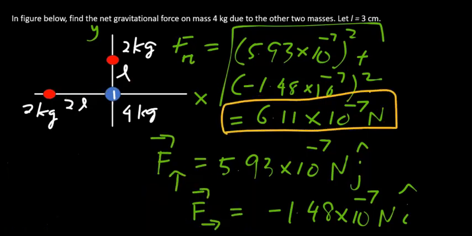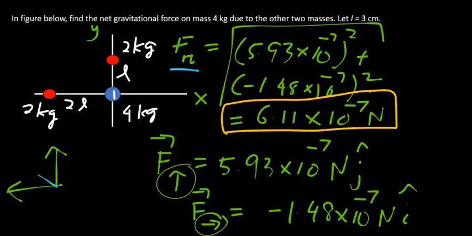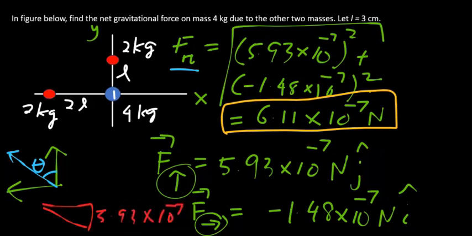Now let's calculate the direction. That force is going up. This force is going that way. So the direction of the net force must be heading like that. All we have to do is to determine that angle. You can use trigonometry to do it. So this is 5.93 times 10 to the power minus 7. That side is 1.48 times 10 to the power minus 7. So that angle is theta, and this is 90 degrees.